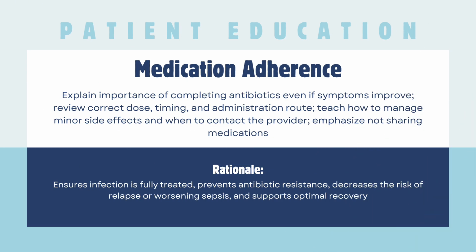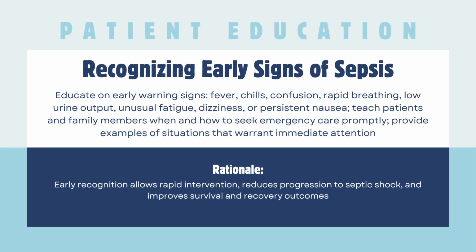The next patient education priority is medication adherence. Patients should understand the importance of completing the full course of antibiotics, even if they start to feel better. They should also be taught the correct dose, timing, and route of administration, along with how to manage minor side effects and when to contact their provider. It's important to emphasize that medication should never be shared with others. This helps ensure the infection is fully treated, prevents antibiotic resistance, reduces the risk of relapse or worsening sepsis, and supports overall recovery.